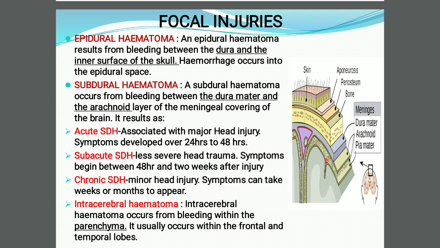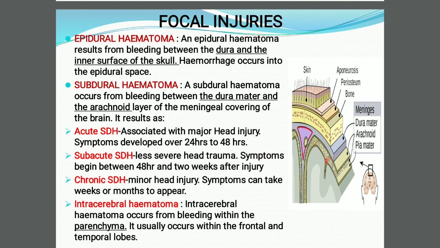Please remember that I am repeating the same sentence. That means it results from bleeding between the dura and the inner surface of the skull. That means between the dura and the skull. Next, subdural hematoma. A subdural hematoma occurs from bleeding between the dura mater and the arachnoid layers of the meninges that cover the brain.